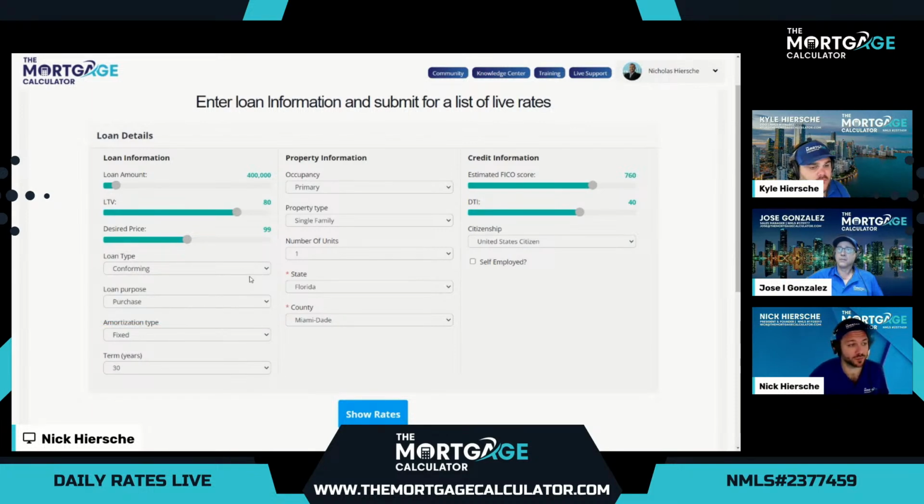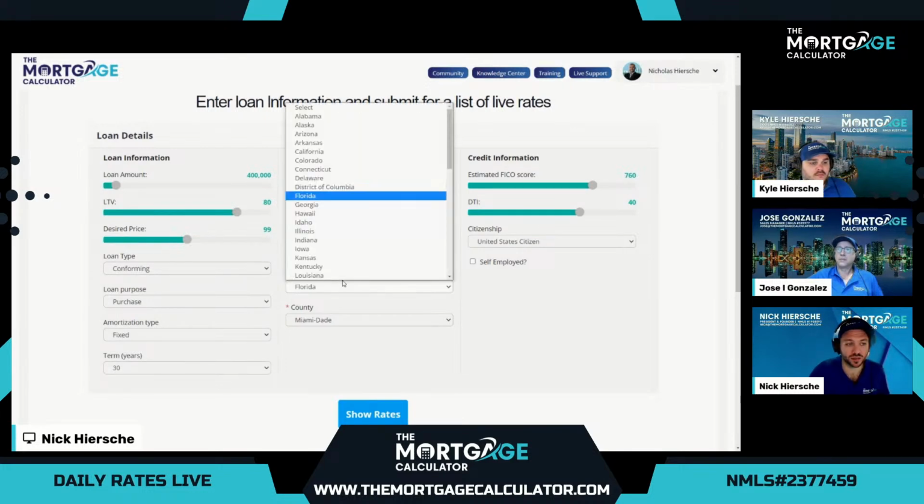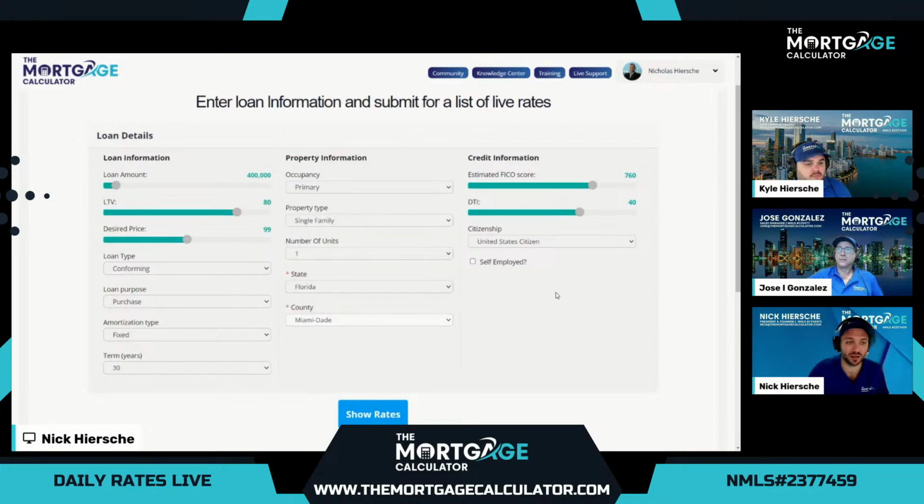So we'll start with our first example, conforming. We'll set everything to the same scenario, a purchase, 30-year fixed loan, standard loan, primary occupancy, single family home, 1 unit, state of Florida, County of Miami-Dade, that's where our office is. And we will use an estimated FICO of 760 for these estimates and an estimated debt to income ratio of 40. So with all those settings, let's check out our conventional rates this morning.